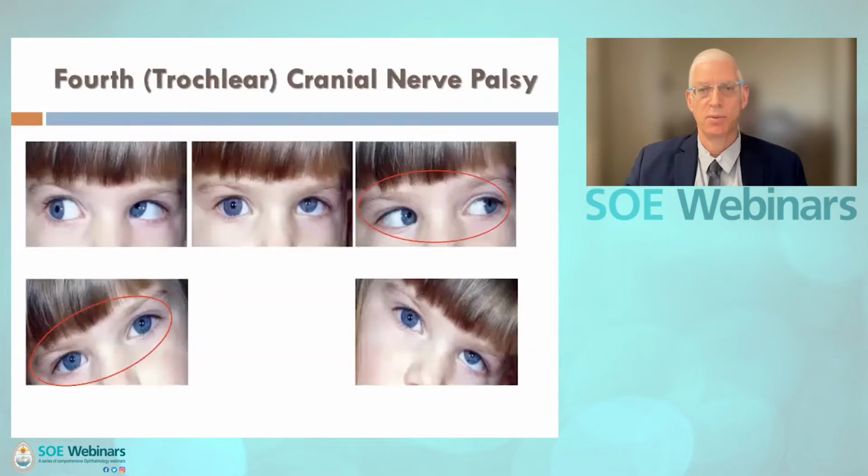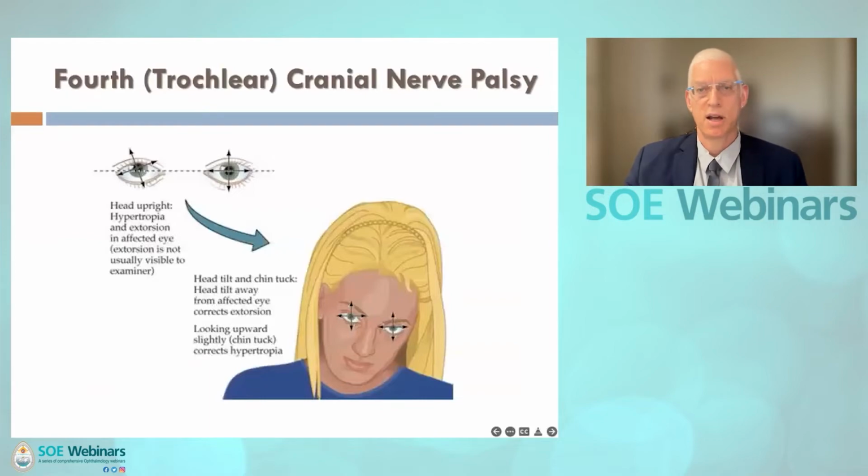In congenital fourth nerve palsy, the child appears orthotropic on right head tilt or left gaze. The deviation becomes apparent in primary position, as well as on right gaze or left head tilt. Many patients adopt a compensatory head posture to align their eyes.